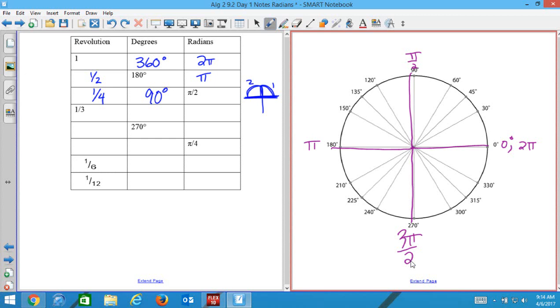Can you drop into real quick? 270 is what percentage of a circle? How many fraction? Sorry. What percentage of the circle? So it's, yeah. And then 45 degrees, same thing. So then these are. That is.